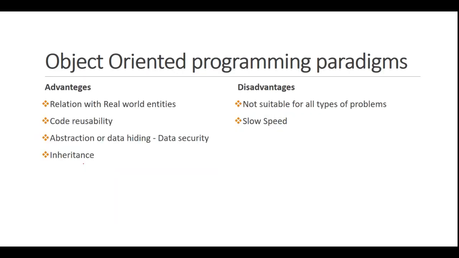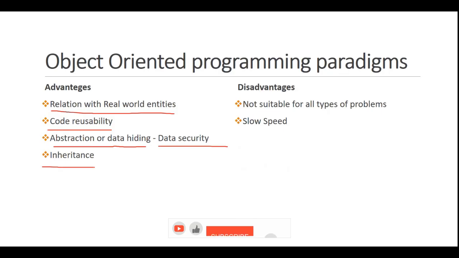Some important advantages of using the object-oriented programming paradigm are its relation with real-world entities, code reusability, which is also very important, abstraction and data hiding. Data security is very important here. Encapsulation is another important term, related to data security. And inheritance is also very important in the object-oriented programming paradigm.